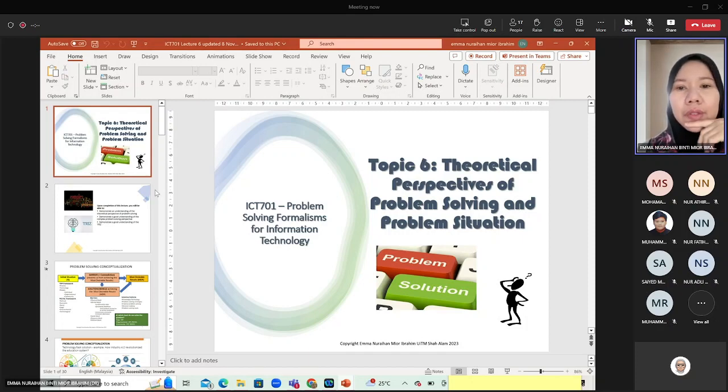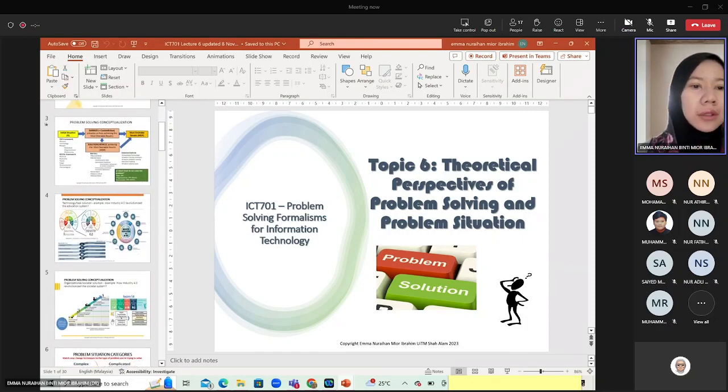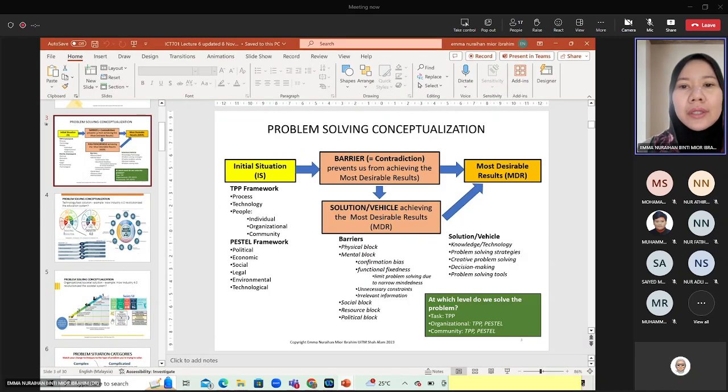Okay, so from the previous topic, if you take a look at my slides, we talked about problem conceptualization. So these are the perspectives when you talk about problem conceptualization. You need to look at the situation, the context where the problem is situated, and the TPP framework, as I said. Technology, people, process framework. So in any kind of situation, people must come first, human. That's why we have the human computer interaction aspects. We have user experience.